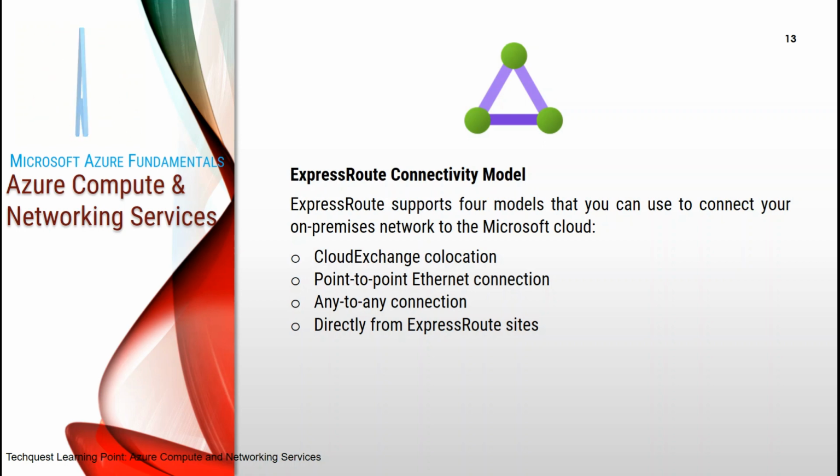Any-to-any networks. With any-to-any connectivity, you can integrate your wide area network (WAN) with Azure by providing connections to your offices and data centers. Azure integrates with your WAN connection to provide a connection like you would have between your data center and any branch offices. Directly from ExpressRoute sites, you can connect directly into Microsoft's global network at a peering location strategically distributed across the world.